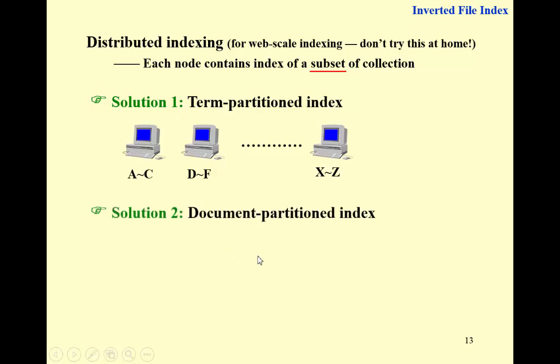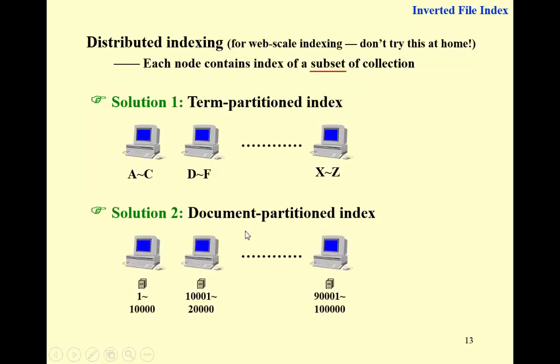And the other one is to partition according to the documents. It's called document partitioned index, which means the documents are partitioned into different machines. A complete term dictionary is contained by every machine, but on each machine, for example, on the first machine, for each term, its posting list contains only the documents that are numbered from 1 to 10,000.